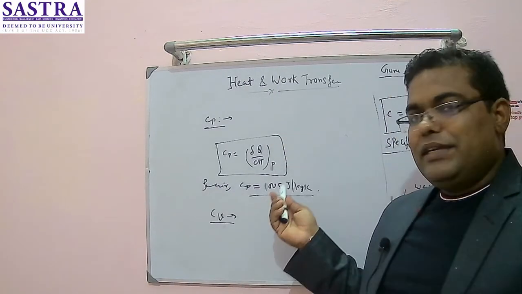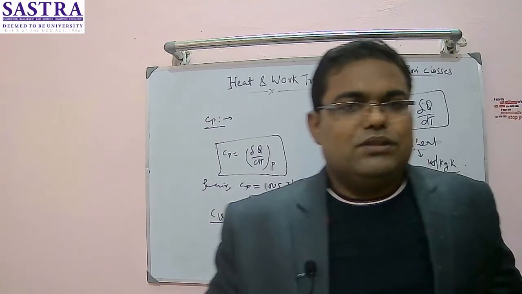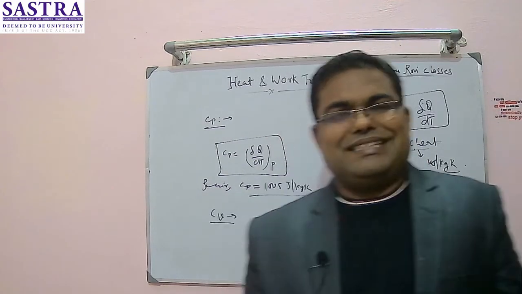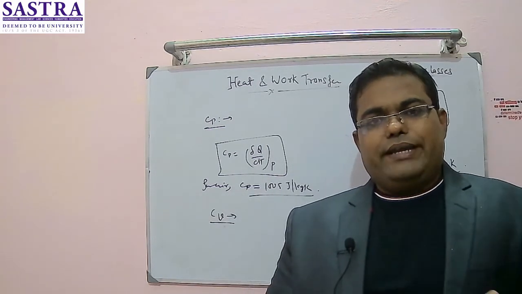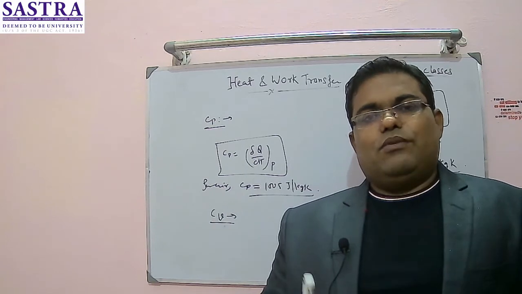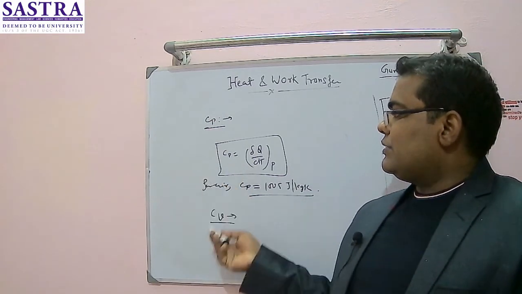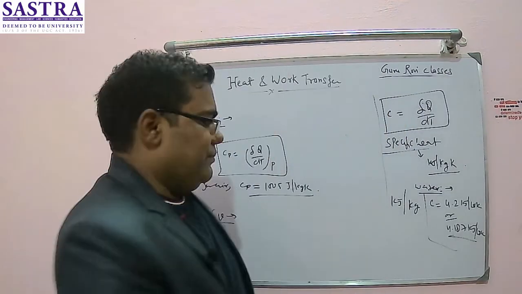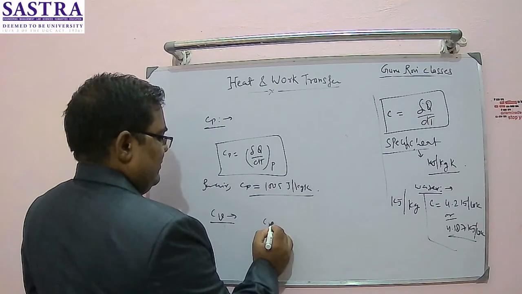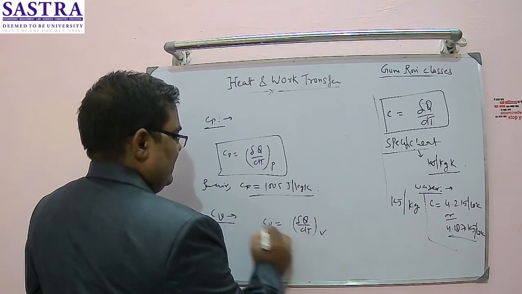So specific heat at constant volume is defined as the amount of heat transfer through a unit mass of substance to raise its temperature by unity, while during this process volume remains constant, and such kind of heat transfer is known as specific heat at constant volume. So this can also be written as Cv is equal to ∂Q divided by dT at constant volume.